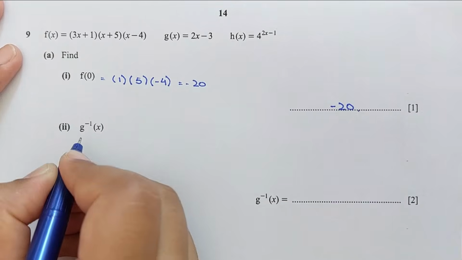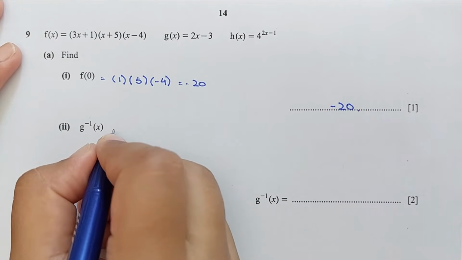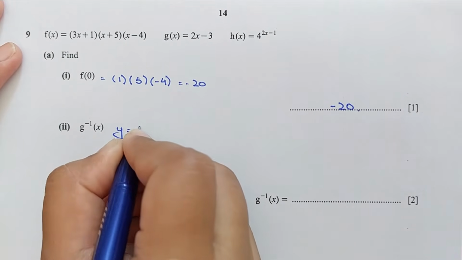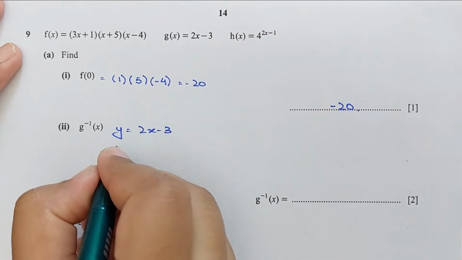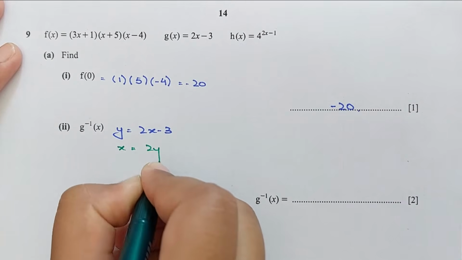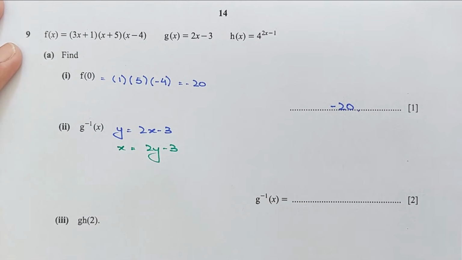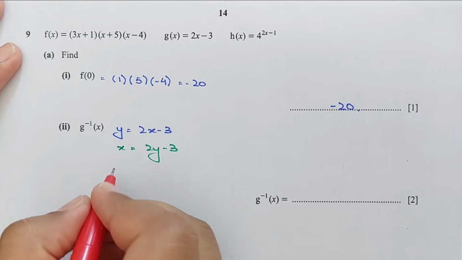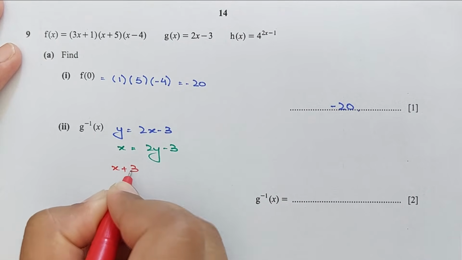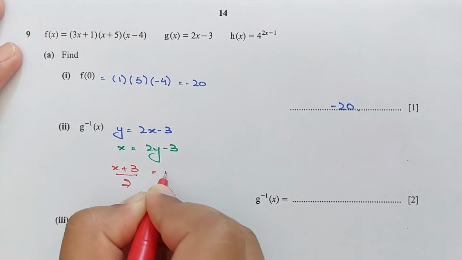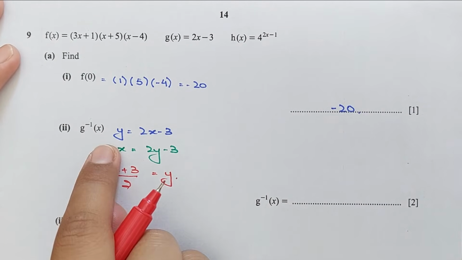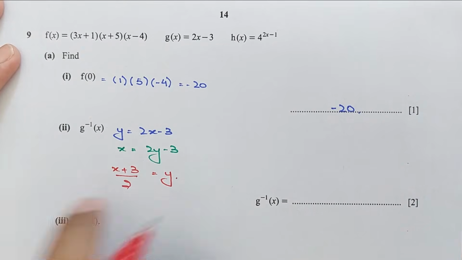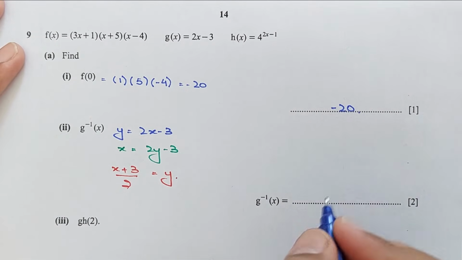Number 2, g inverse of x. We have been given g of x. So the first step is we have to put y equals g of x, which is 2x minus 3. In the next step, we have to switch the variables. This is x equals 2y minus 3. And in the third step, we have to solve for y. So now we have x plus 3 divided by 2 equals y. What I did over here, I shifted the 3 to the other side with x, so it becomes positive, x plus 3, and divided both sides by 2. So that is the g inverse of x, which is x plus 3 divided by 2.